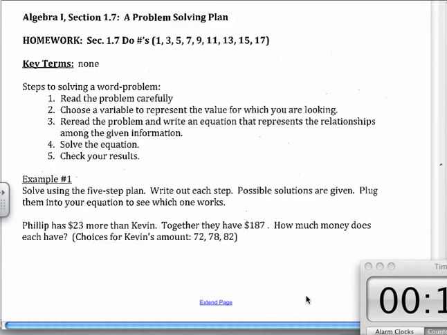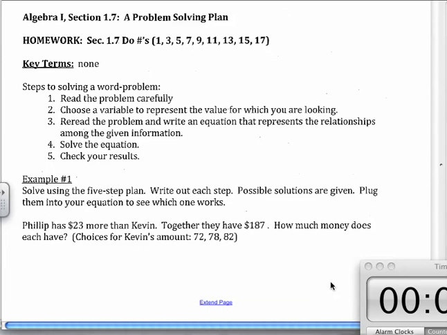All right, so looking at this, it says problem solving plan, steps to solving a word problem. Step 1, read. Okay, read the problem carefully. Choose a variable to represent the value for which you are looking. Okay, choose a variable. It's going to ask me a question. This one right here, it says, how much money does each have? So we're going to have two variables, right? We're going to have a variable for one person and a variable for the other. That's what the two variables stand for, okay?